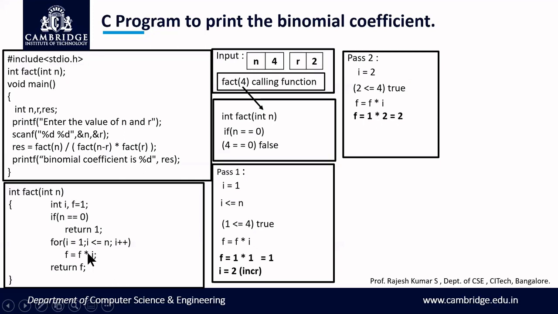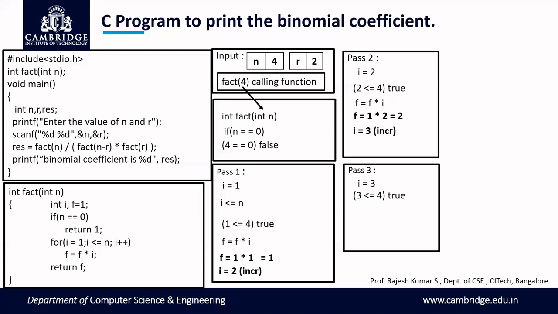Again, what happens after executing the statement? Now the updated f value will be 2, and I'm incrementing the I value. I value will become 3. When I value becomes 3, again I will check the condition. What is the condition? 3 is less than or equal to 4. Is 3 less than or equal to 4? Yes, the condition is true. When the condition is true, we have to execute this statement. When I execute that statement, this f value will be the updated f value, and this I value will be the updated I value. So we'll get 2 into 3 equals 6.